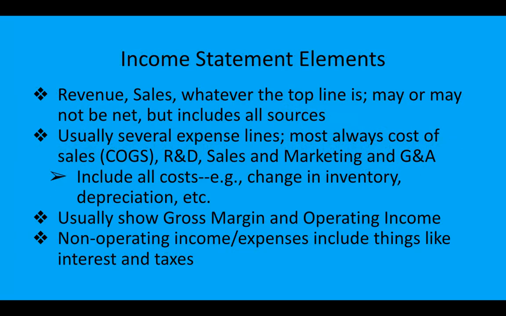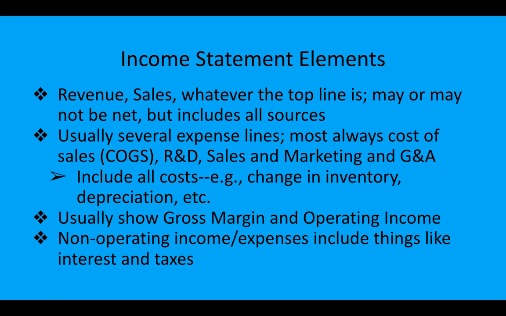Okay, so the elements of the income statement. Whatever the top line is, it may or may not be net, but it has to include all sources of revenue from operations. If you make money from non-operating stuff, we'll talk about that later down at the bottom. But up top, it includes all your sources, revenue and sales. By the way, as an aside, in the financial statements, companies are obligated to break down sales by major product groups and by geographic area. So US or North America, Europe, Latin America, Asia, and stuff like that. So you can see how dependent companies are on a single product or product line in a geographic area.